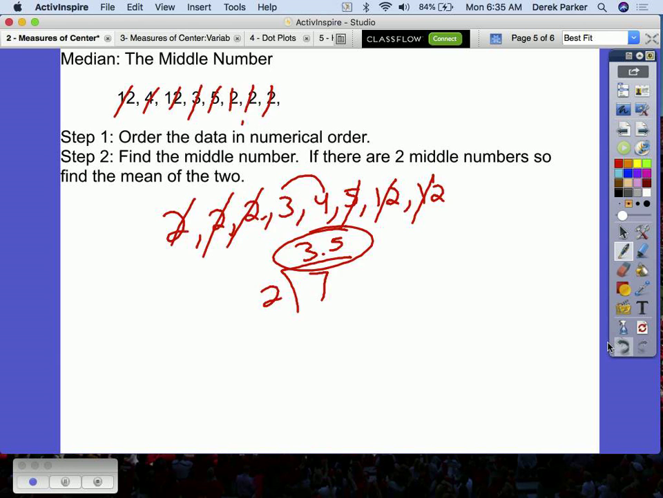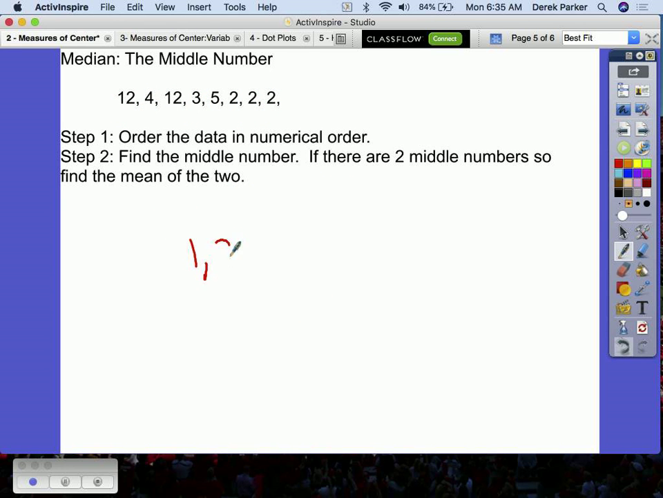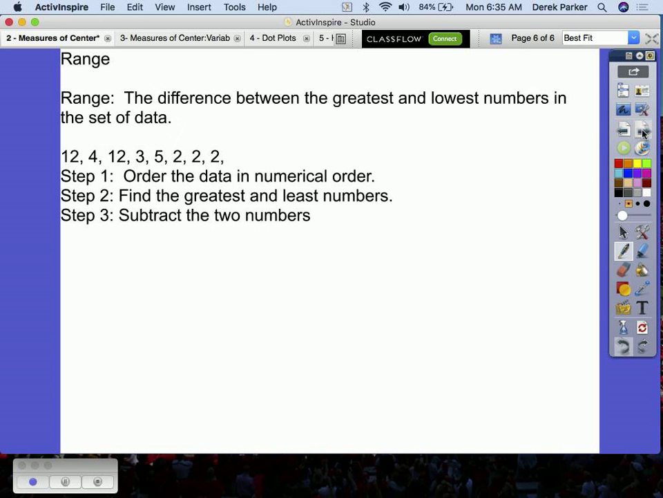Now, let's say I had 1, 2, 5, 6, and 7. In this case, I would only have 1 median, and my median would be 5. Last one, range. Find the biggest number, 12. Find the smallest number, 2. Subtract the 2. The range is 10.